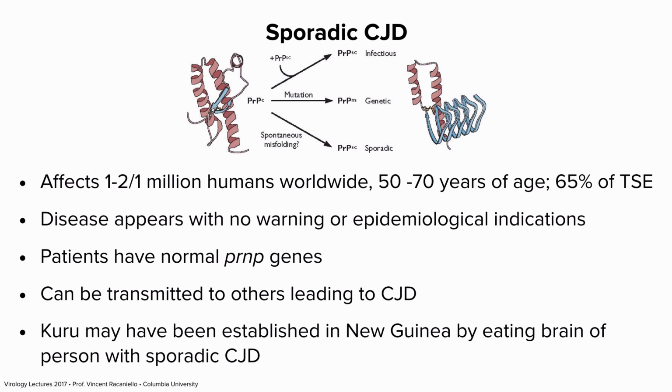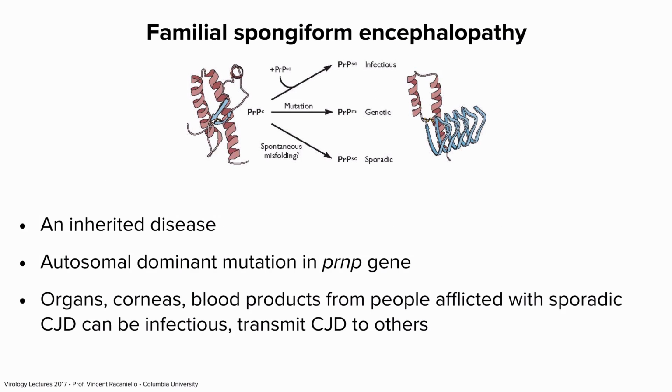And of course, this can be transmitted to others if you give a corneal transplant or some blood to others, and before you know you have the disease, you can transmit it to others. So again, the point here is that no matter how the protein misfolds, it can be transmitted to others. And as I said, Kuru probably started in New Guinea by the first person years ago that developed sporadic, died, and then everyone started eating it and passing it on.